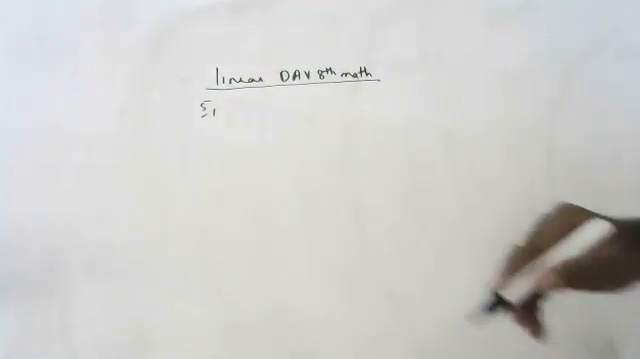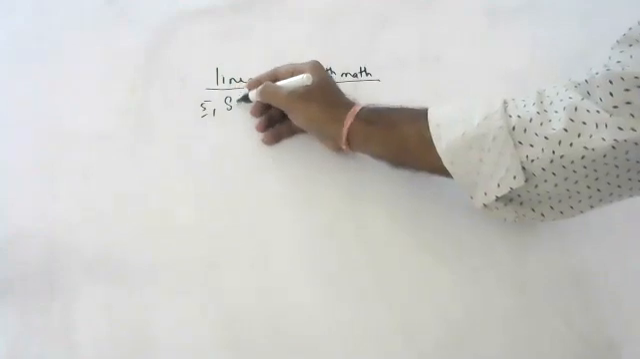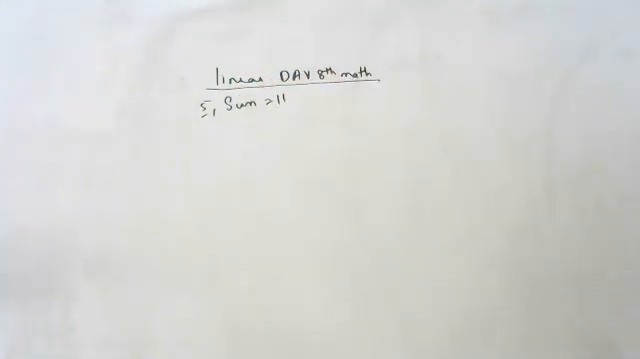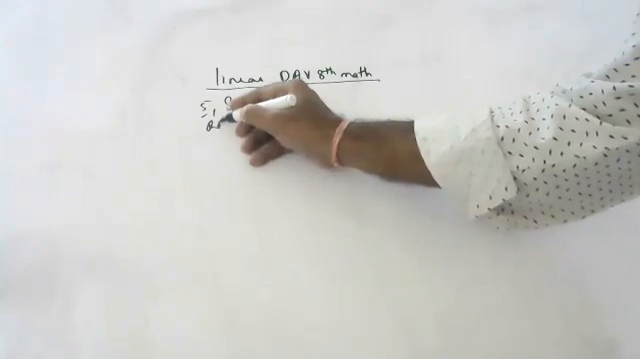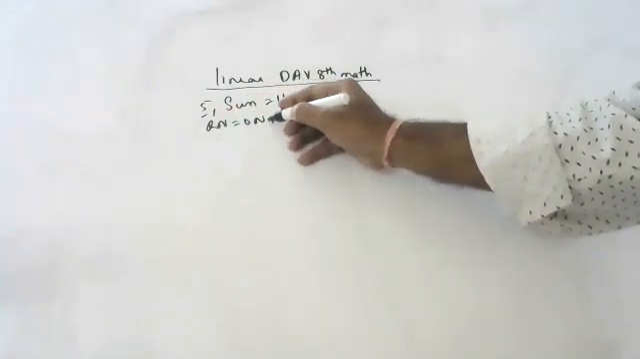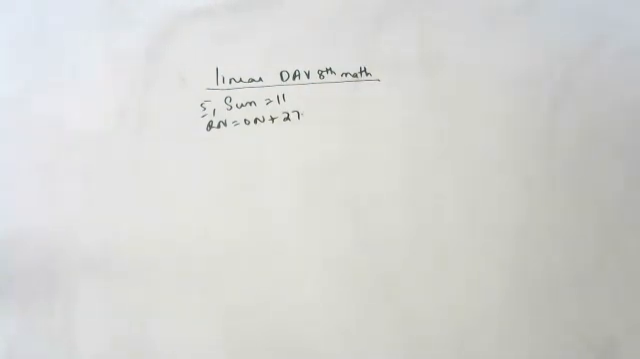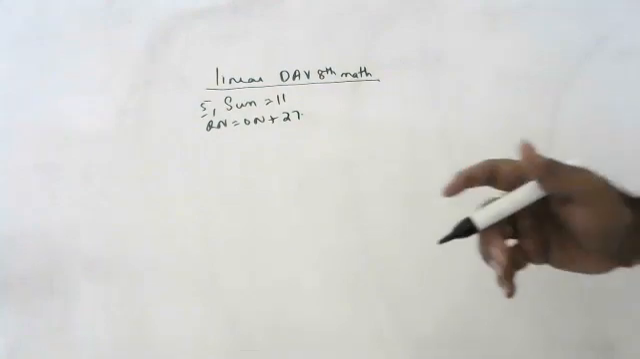He's saying the sum of the digits of a two-digit number is 11. The number obtained by reversing the digits exceeds the original number by 27.